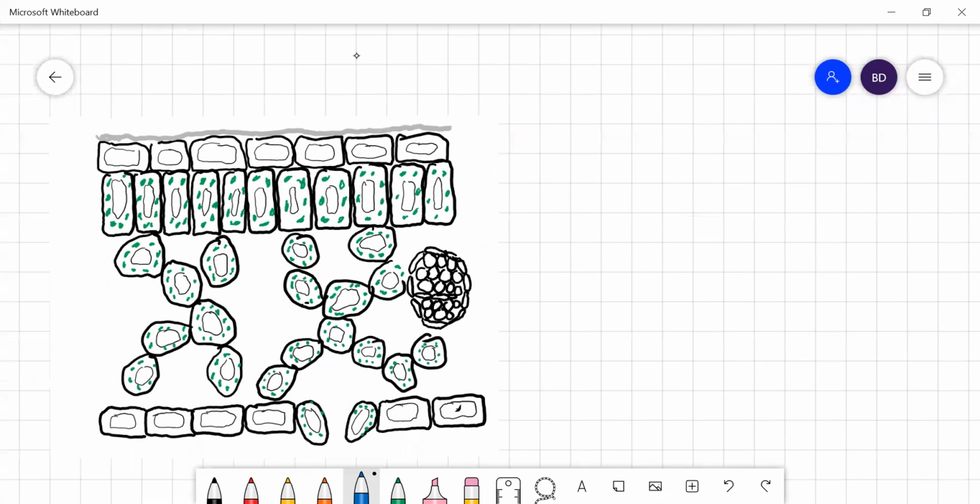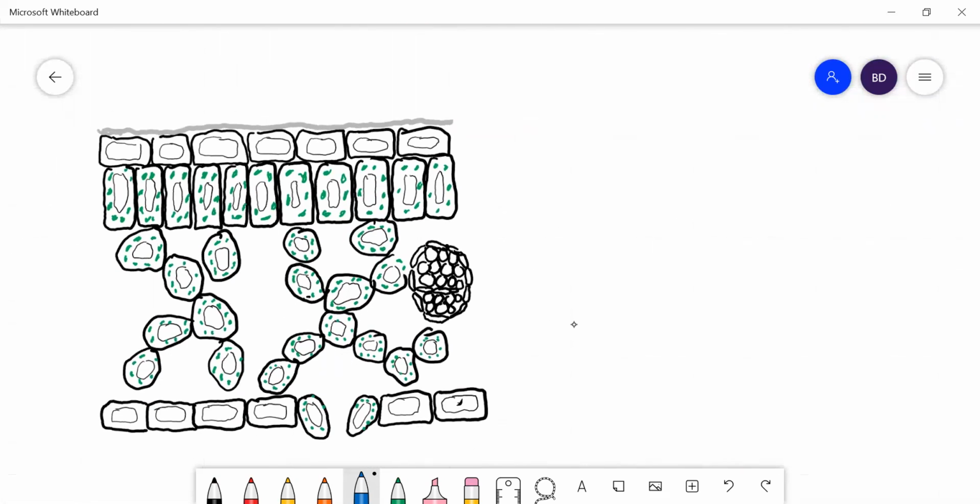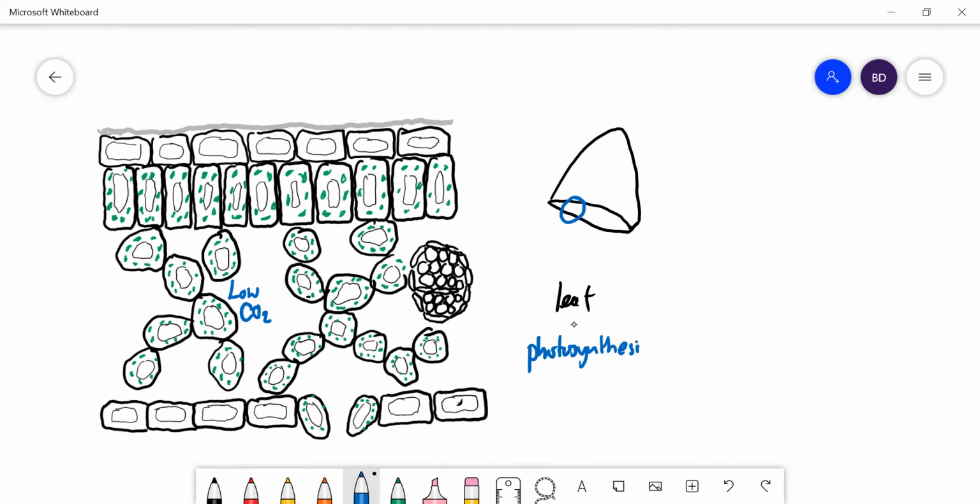You may recognize this diagram, this is a cross section through a leaf. So we've got a leaf like that, and we're looking at this bit here in cross section. Now you're going to have low carbon dioxide inside the leaf. The reason for that is that in the leaf you're having photosynthesis, and of course that uses up carbon dioxide. So the concentration of carbon dioxide is going to be lower inside the leaf than it is outside. So CO2 is going to diffuse into the leaf.